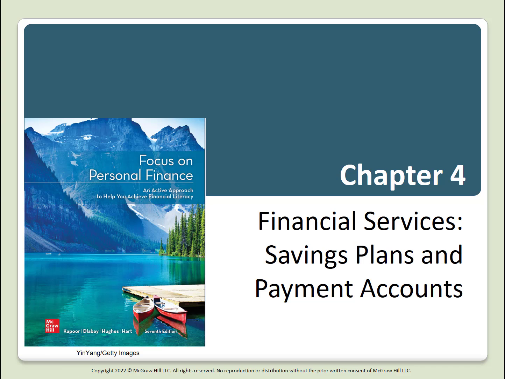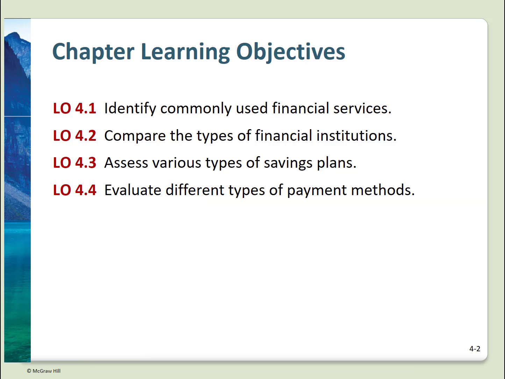Chapter 4 covers financial services and savings and payment plans. Here are the learning objectives for Chapter 4. I know you can read them, but I will too, just to be clear about what we want as takeaways from this chapter. We want to identify commonly used financial services, compare the types of financial institutions, assess various types of savings plans, and look at different types of payment methods.